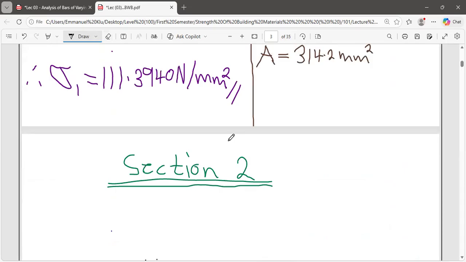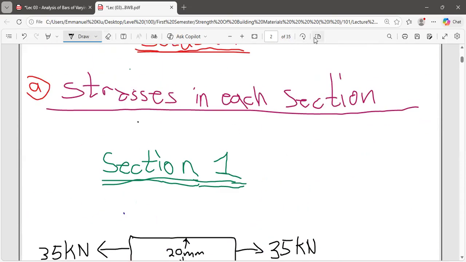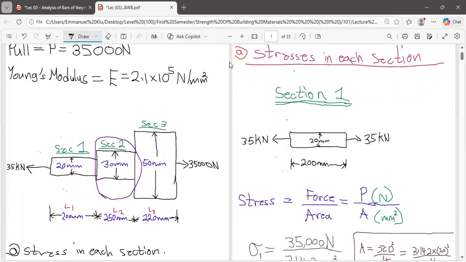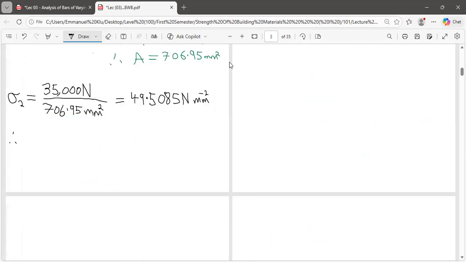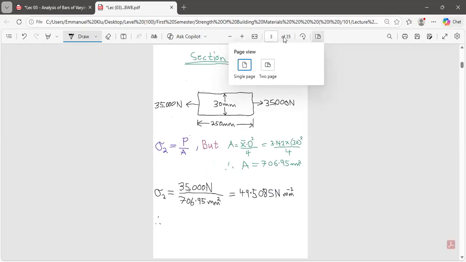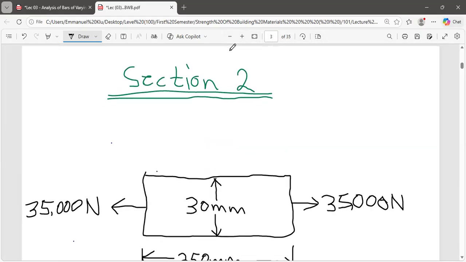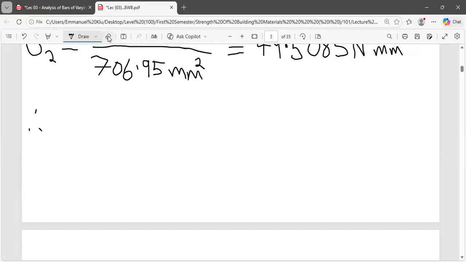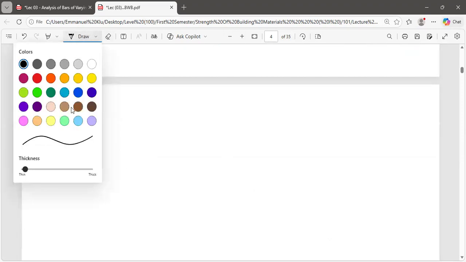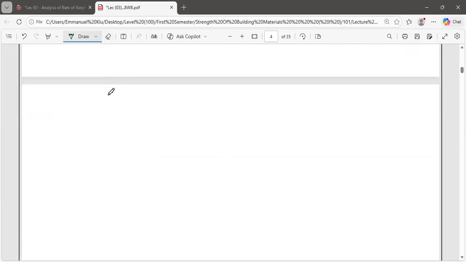Okay, so we are done calculating for stress in section 1. We are also done calculating for the stress in section 2. Let's see how best we can become history after calculating for the stress in section 3 also. Okay, so let's pick section 3 and let's make more history. So I'm going to pick section 3 quickly from here now. So this is our section 3.